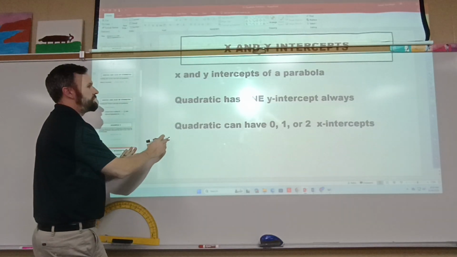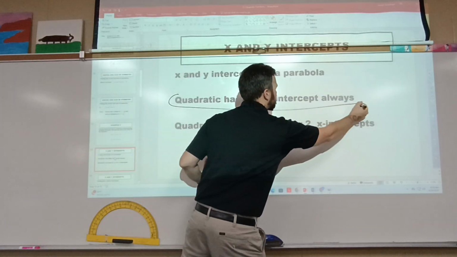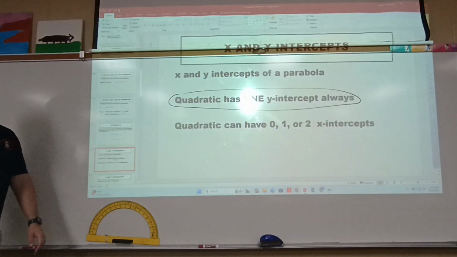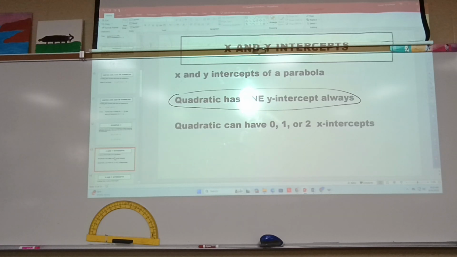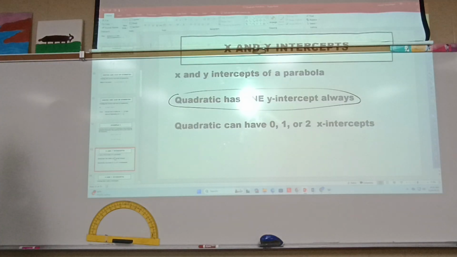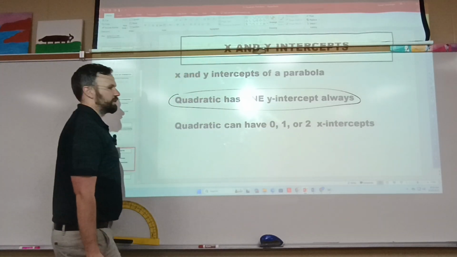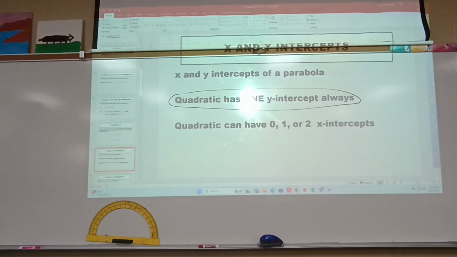A big thing that's going to be different here is quadratics always have one y-intercept. Always. Because their domain is all real numbers, so you have to hit the y once. They can have 0, 1, or 2 x-intercepts. Okay? But they always have one y-intercept.